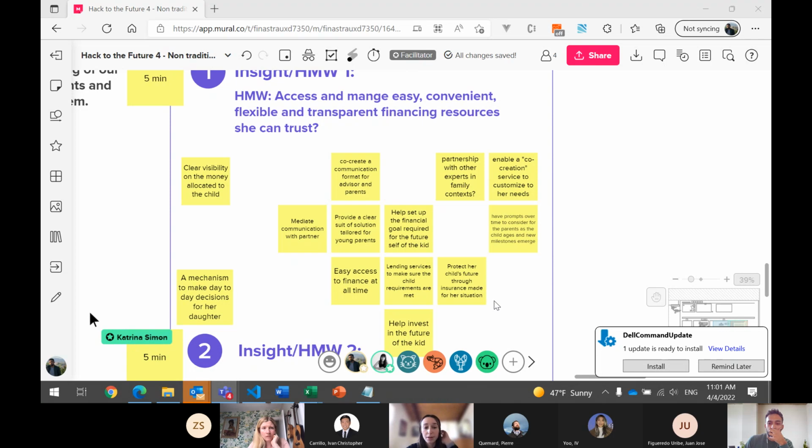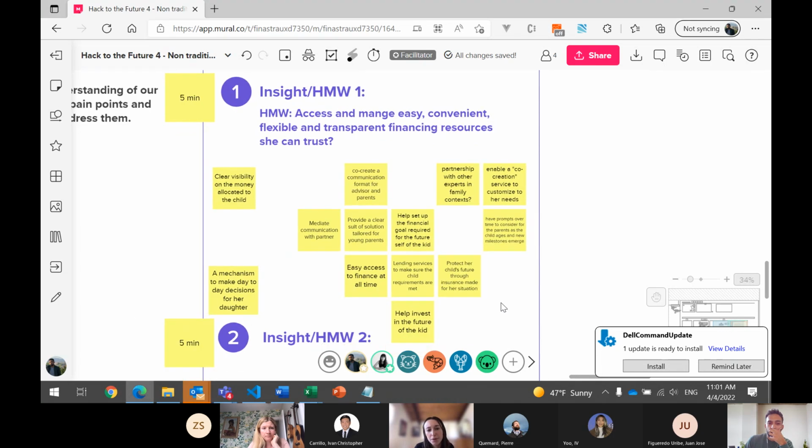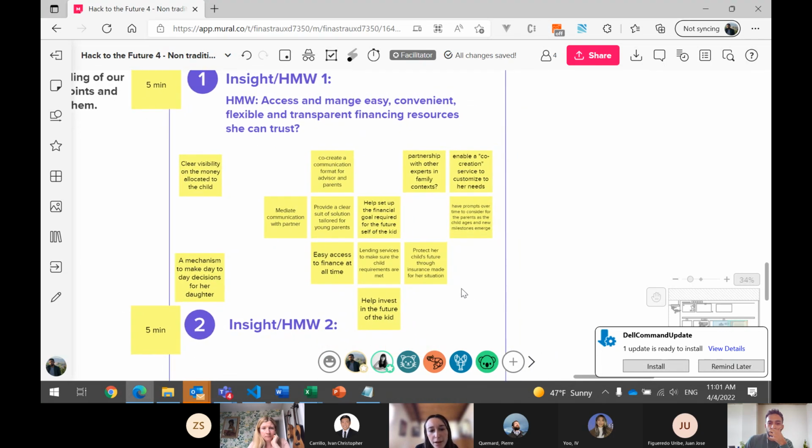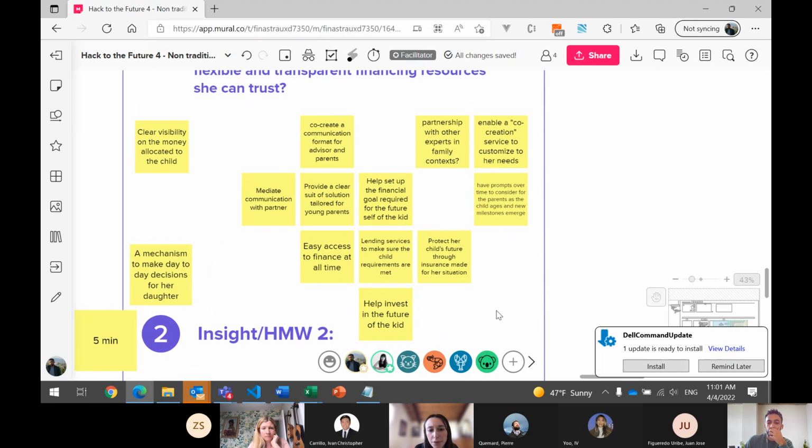Yeah, really interesting thoughts here too. Partnership with other experts in family context, have prompts over time to consider for the parents as the child ages and new milestones emerge. So again, flexibility and transparency. I think we're seeing that theme over and over again. Any other thoughts or questions that folks have before we move to the next section?